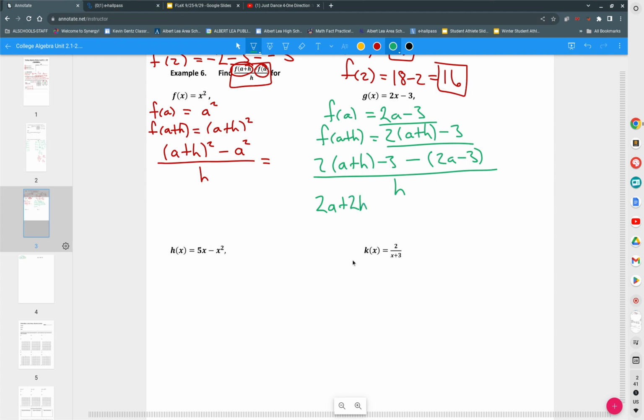2a, 2h, minus 3, minus 2a, plus 3, over h. What disappears? Yep, the 2a's are gone. Negative 3 and positive 3 are gone. And 2h over h is just 2. The answer's 2.